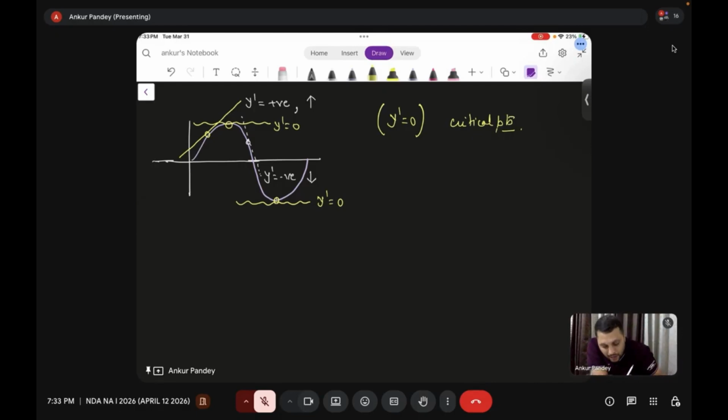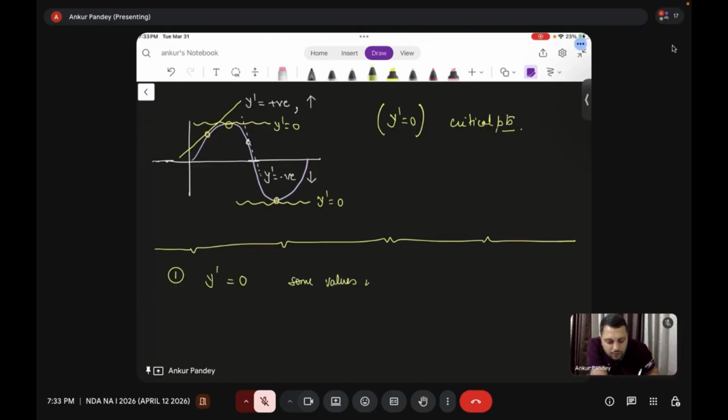I am discussing as if you are going through this topic for the very first time, to keep a very good balance of concept and clarity. So understand. First step is to calculate y dash and put it equal to 0. You will get some values of the variable. Clear? These values are called critical points. Understood?